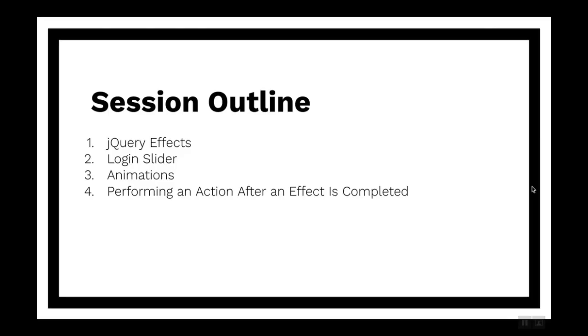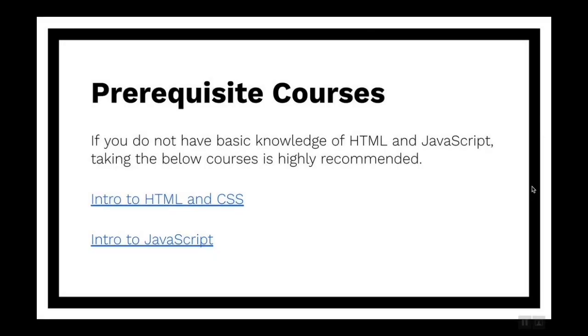We'll also cover some animations using jQuery. More specifically, we'll be looking at the animate function. We'll see how to wait for an effect to be completed and then perform an action afterwards using the callback function. All right, moving on. If you do not have the fundamentals of JavaScript programming clear, then you must take the Introduction to JavaScript course as well as HTML to understand the document object model.